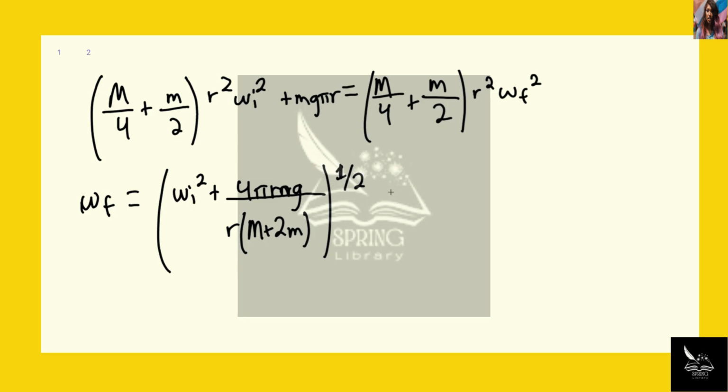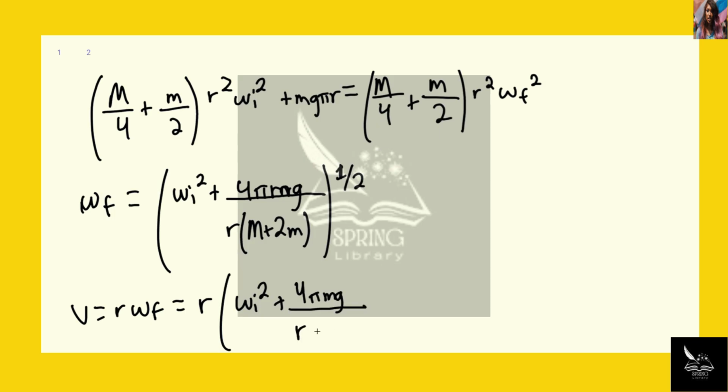And then because we know that v equals r omega final, that means that this is going to be r times omega initial squared plus 4 pi m g, all over r times M plus 2m, to the half power.